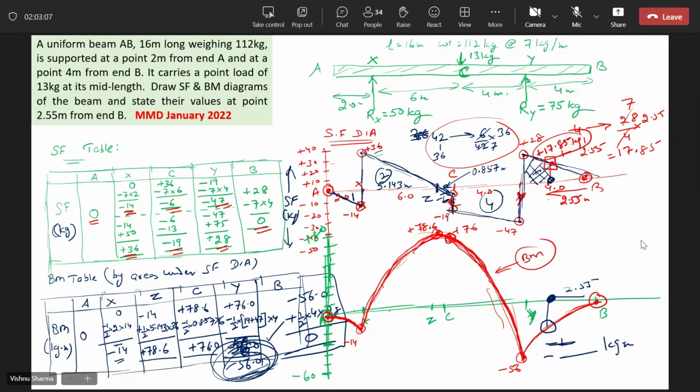Guys, have you understood or not? I'm not getting the response. I don't know then whether it is going in or not. Okay, it seems everybody has understood then.